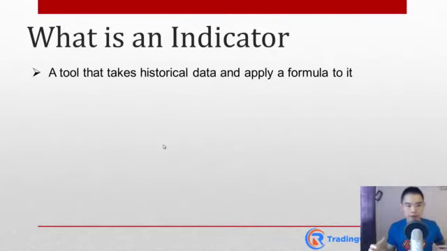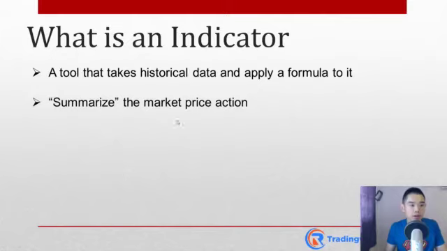It's basically a tool that takes historical data and applies a formula to it. In fact, if you think about most indicators, this is what they do. They take the historical data, whether it is volume or price, apply a mathematical formula to it, and that's where your indicator gets its line or the different colors. What it does is help you summarize the market's price action. If you think about moving average, what does it do? It simply summarizes the past prices to tell you whether the market is in an uptrend, range, and so on. So an indicator gives you a quick summary of what's going on in the market.